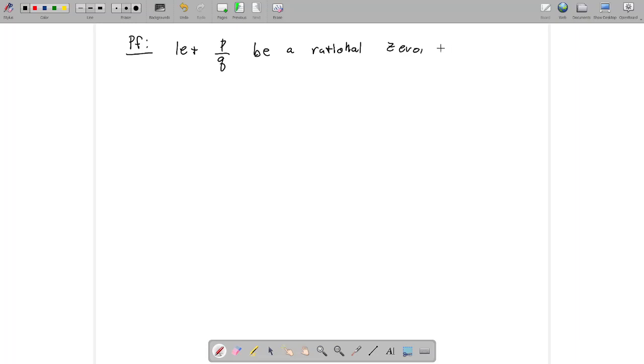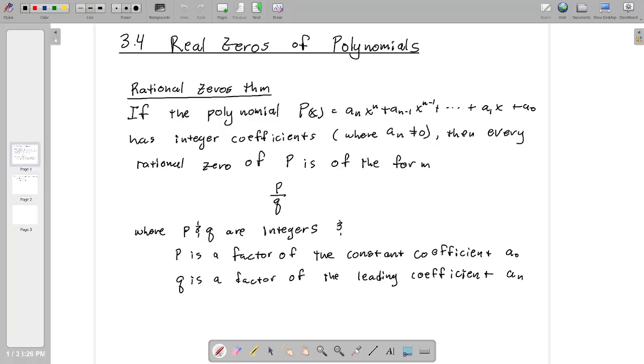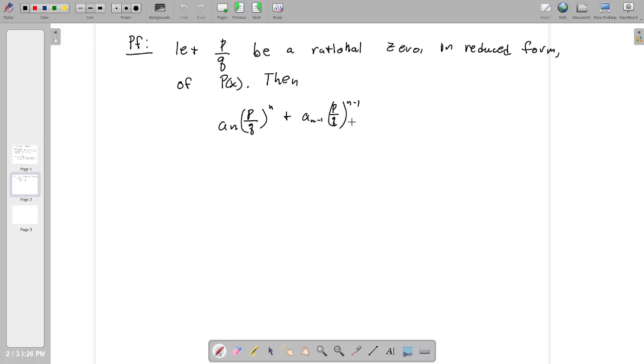Let p over q be a rational zero in reduced form of the function p of x. Then a sub n (p over q) to the nth power plus a sub n minus 1 (p over q) to the n minus 1, all the way down to a sub 1 (p over q) plus a sub 0 is equal to 0. This would be as if we plugged in p over q for x here.